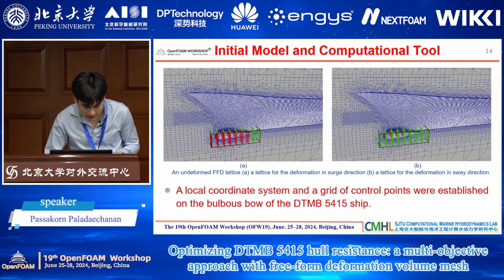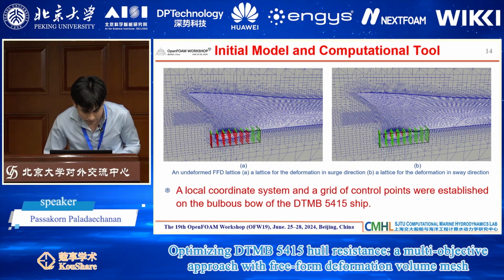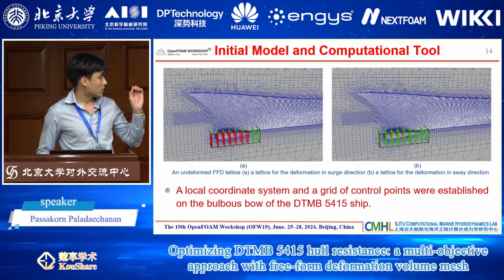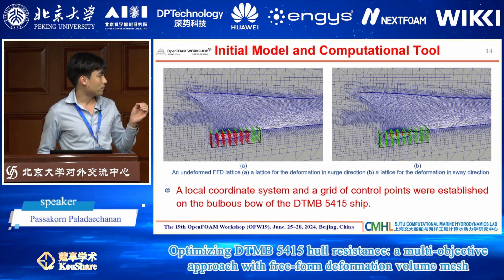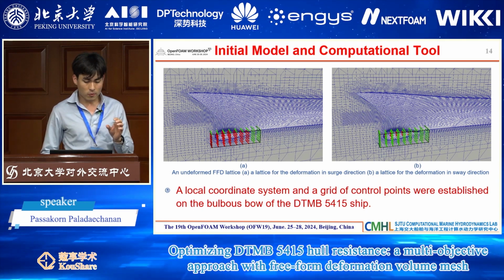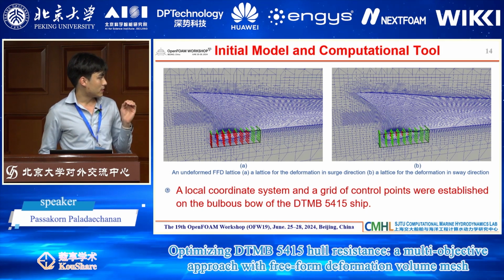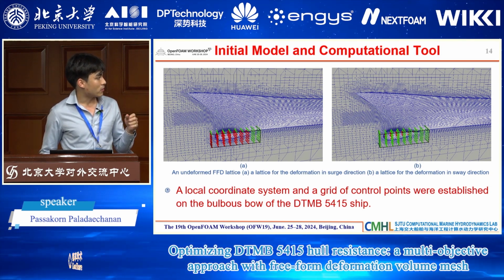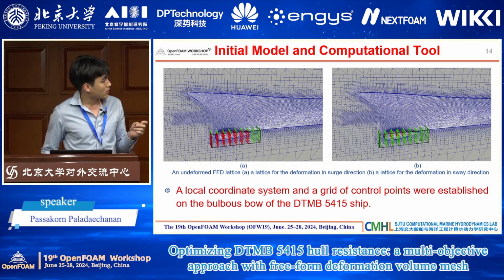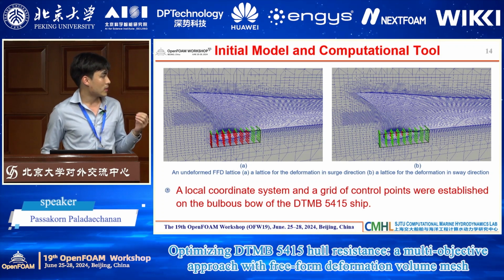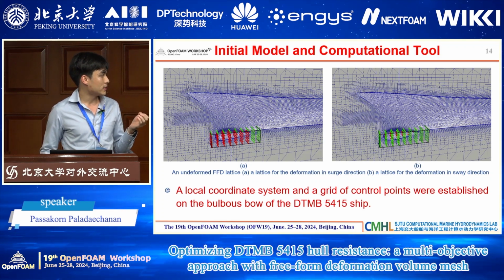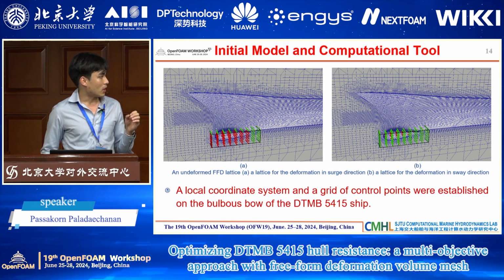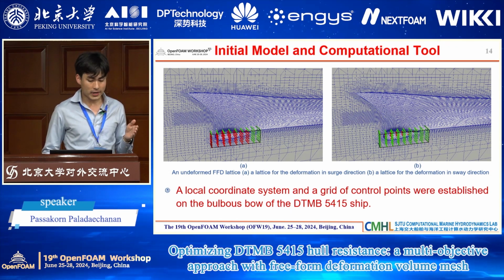So as you can see, in the left picture the red points denote the movable points that deform in the surge direction, and in the right picture the red points denote movable points that deform the bulbous bow in the sway direction.